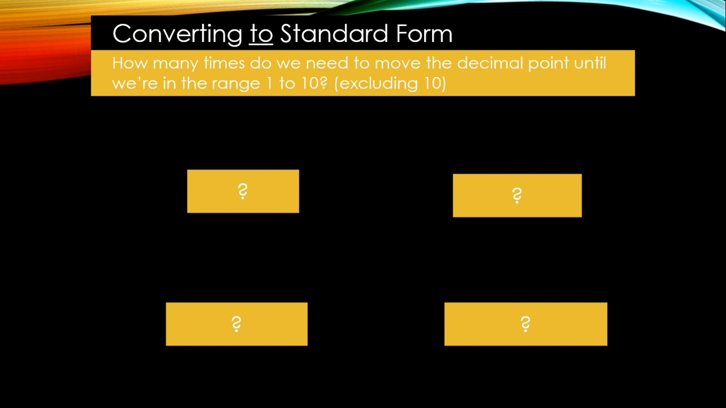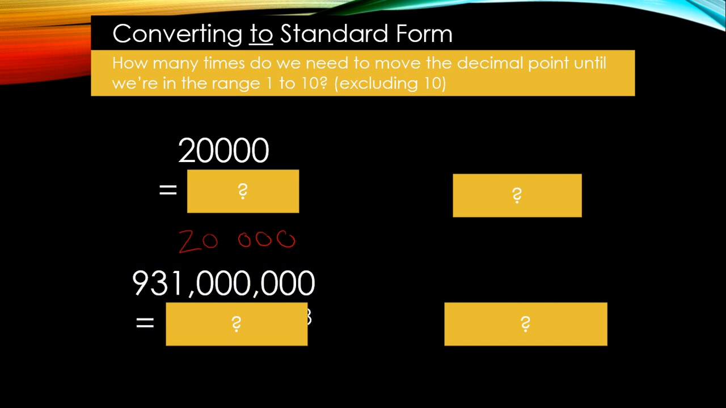Now, converting to standard form is also something which we need to look at. How many times do we need to move the decimal point until we're in the range of a is equal to or greater than 1 but less than 10? Let's look at this number, 20,000. So our decimal point is here.